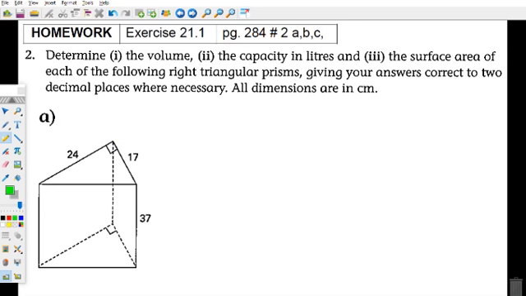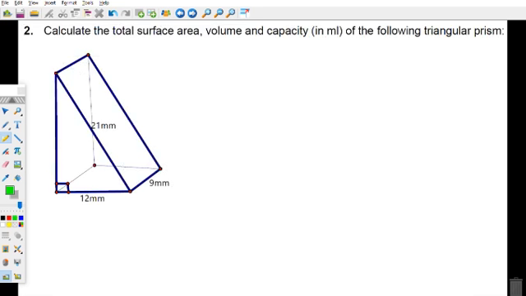Okay, last example. You ready? Let's look at it quickly. Total surface area, volume, capacity of the following triangular prism. What's my base shape going to be? Triangle. So what do we have to have about that? That's important. The right angle. It's going to help us in 2 ways. What's the first way? Finding the perpendicular height. Yes. So let's find the other side.